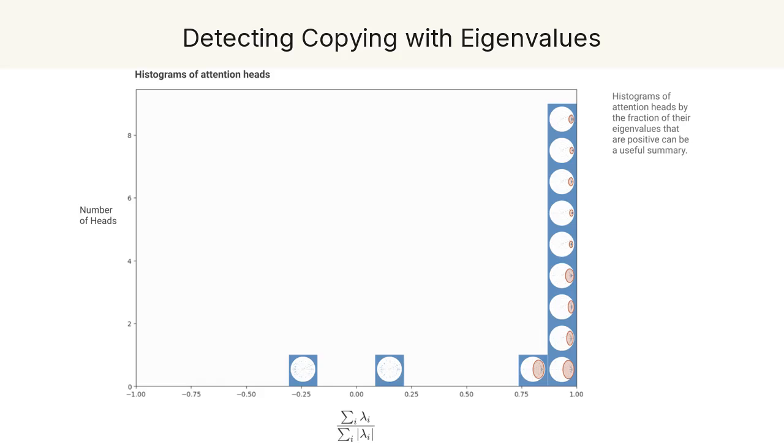Plotting the fraction of positive Eigenvalues per head, most of the mass piles up near 1. The signature of widespread copying. It's a compact, quantitative fingerprint of a behavior, read straight off the weights without running the model on a single example.